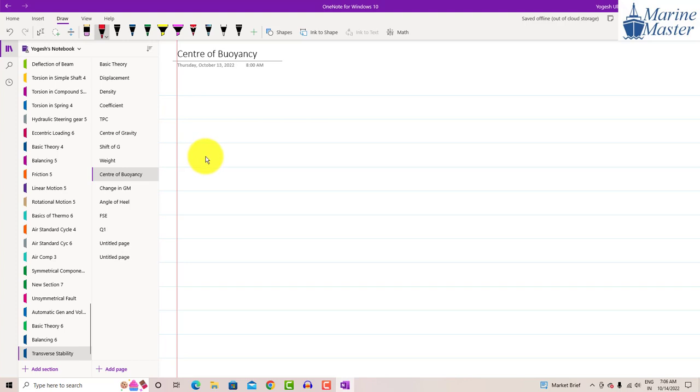Next point that we are going to study is the center of buoyancy. So everyone give the next heading, center of buoyancy. Try to give the heading by red pen, or a different color pen. It is always good to give the heading by a different color pen.